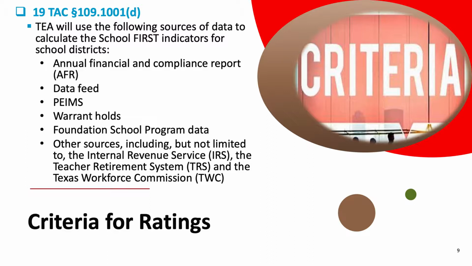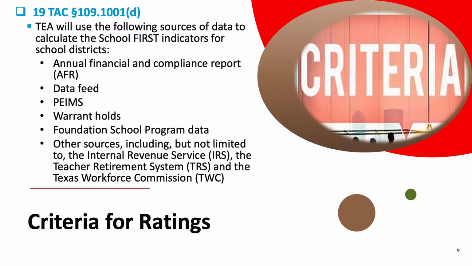Okay, the data that is used. We use your data from PEIMS. We use your data from the data feed. We use your warrant holds. We use Foundation School Program data. We use Texas Workforce and any other applicable data. So if you submit the PDF of your AFR and you don't submit the data feed, what happens? You get an F equals substandard. We have to have the data feed and we have to have that PDF of your AFR. You have to have both of them.